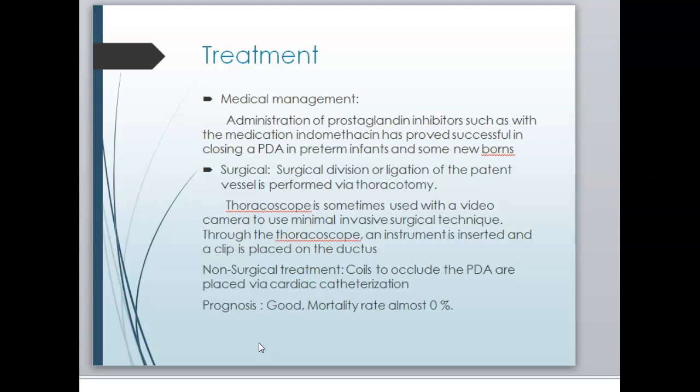They will also do surgical division or ligation of the patent vessel, which is performed via thoracotomy. Sometimes a thoracoscope with a video camera is used for minimally invasive surgical technique. The instrument is inserted and a clip is placed on the ductus. For non-surgical treatment, they might use coils to occlude the PDA, placed via cardiac catheterization. Prognosis is good. The mortality rate is almost 0%.